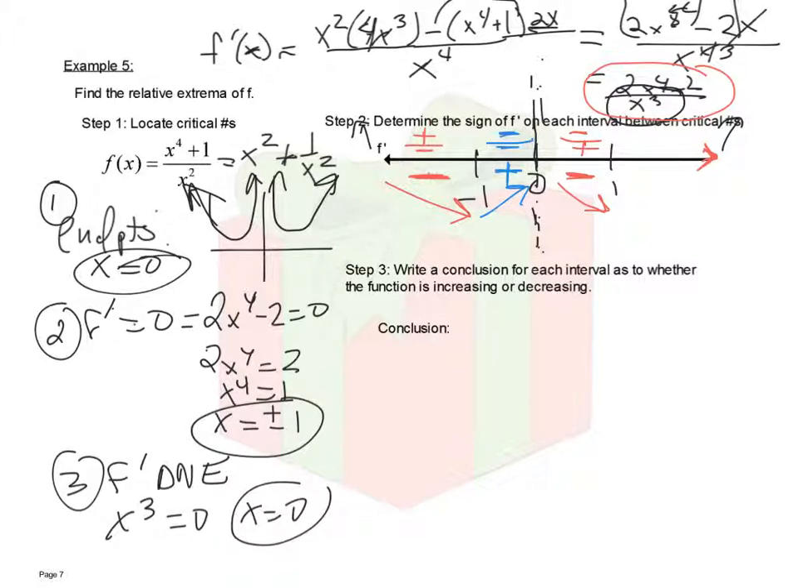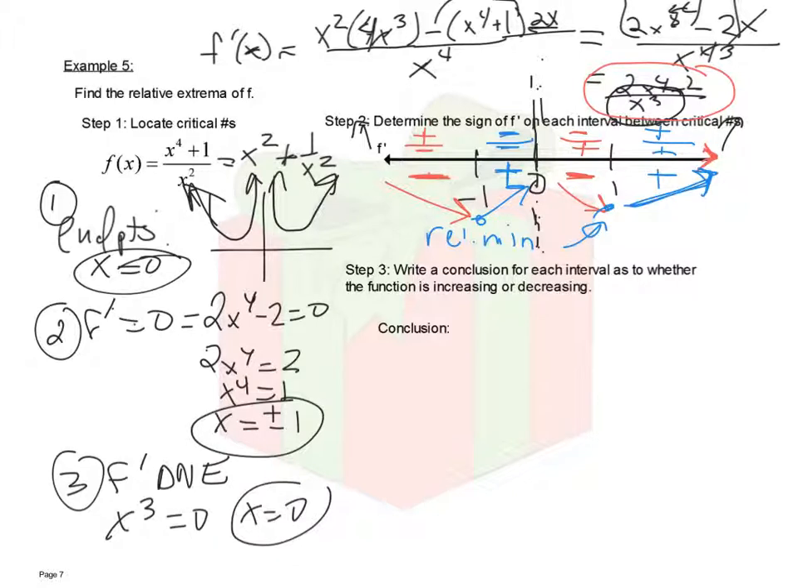All right, if I put in 2, I'm going to get 2 times 2 to the fourth. That's 32 minus 2, that's 30. That's a positive number over a positive number cubed, so that's a positive number. So my slope is positive, so my function must be increasing. So we can see by looking that these are both going to be relative mins, because we switch from decreasing to increasing.